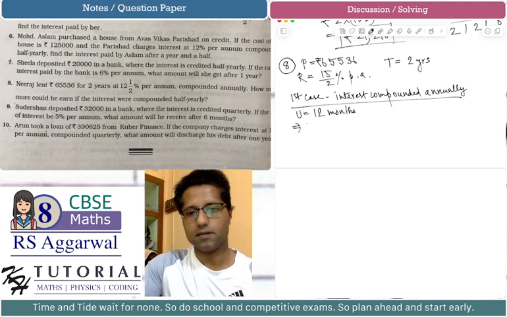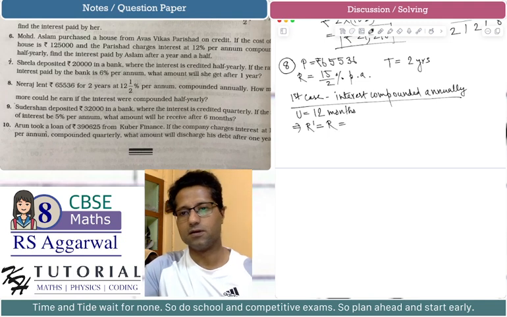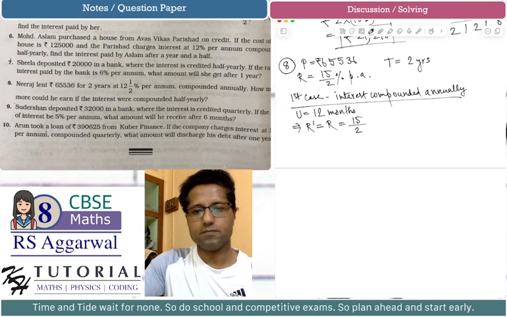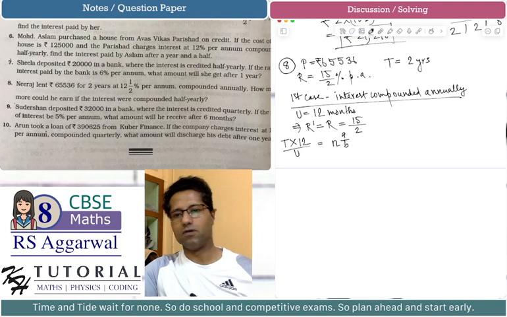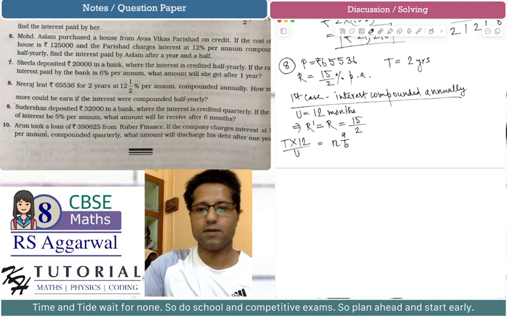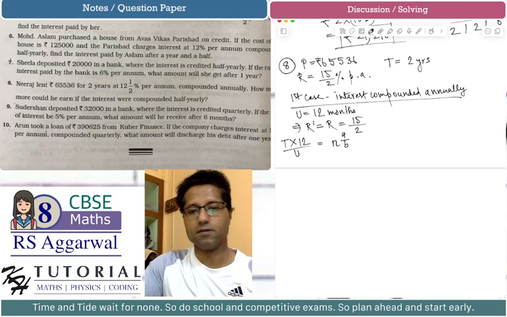This will imply that R dash is equal to R when U is 12 months, that is compounded annually. Then R dash is always equal to R, which is 15 by 2, and also T multiplied by 12 divided by U should be equal to n and a by b. We need the value of small n and the fraction a by b, from the value of T multiplied by 12 divided by U.